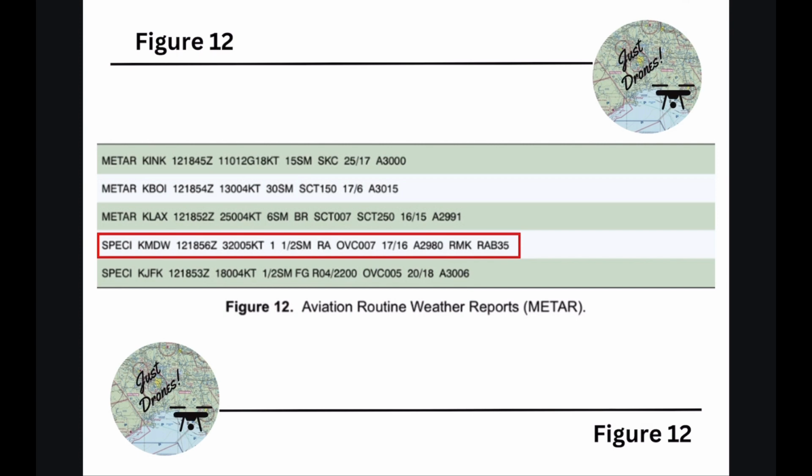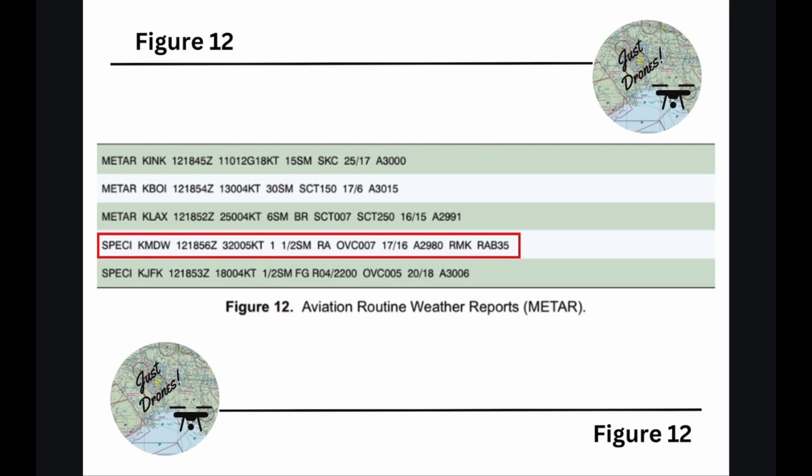So because it shows RA, that tells me that there is rain. Now, how would I know if it was light rain? There would be a minus sign in front of RA. So it's not light rain. It's just rain, also known as moderate rain. If it was heavy rain, there would be a plus sign in front of RA. And then the cloud coverage, or the cloud ceiling in this case, OVC.